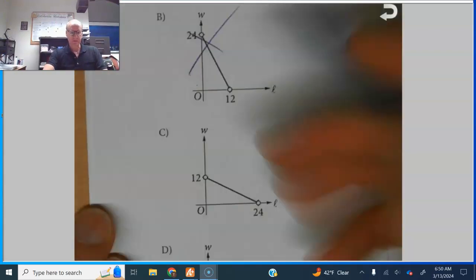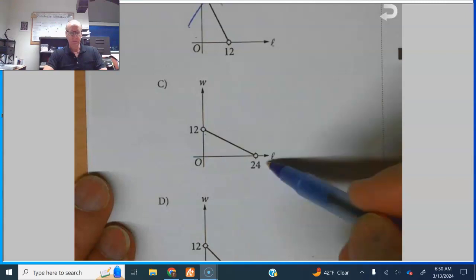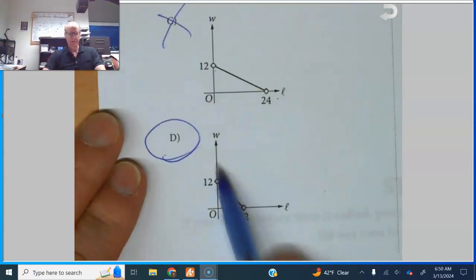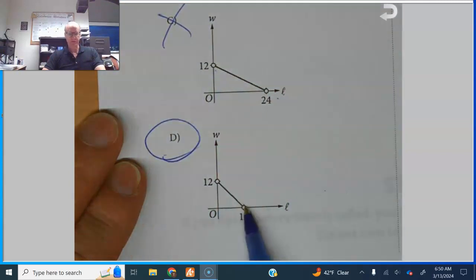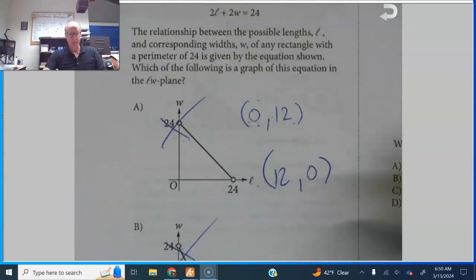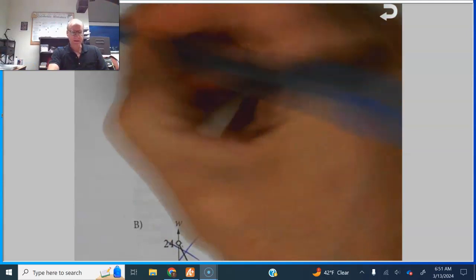I crossed out this one because it's 0, 24. 0, 12 is true, but 24, 0 is not. And of course, 12, 0, 0, 12, and 12, 0 are right there. Anyway, I found some points. You could have used any other points, but it would have been hard to tell if they were on the line or not. That's D.